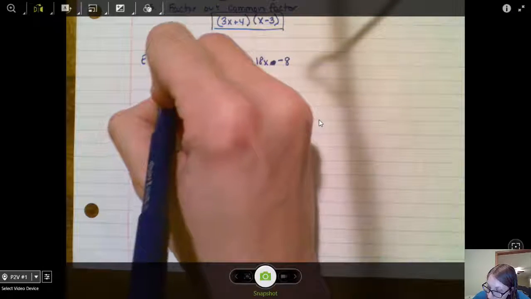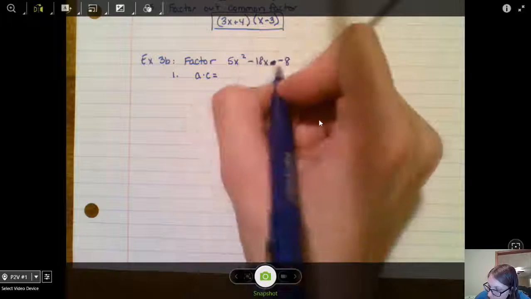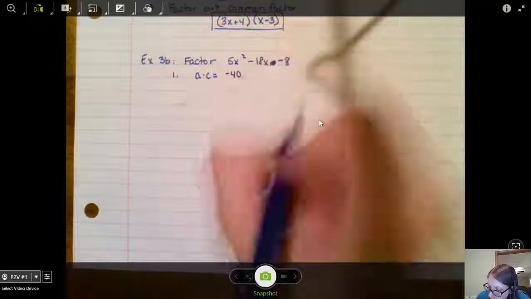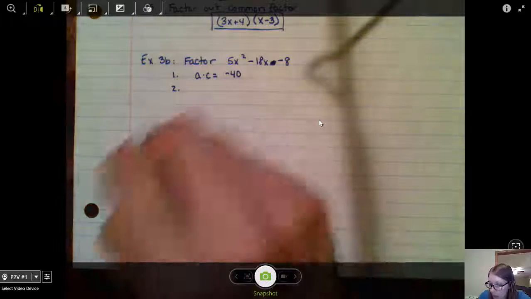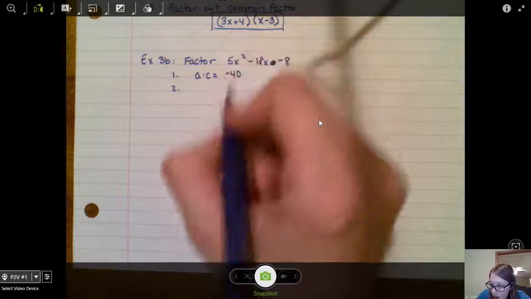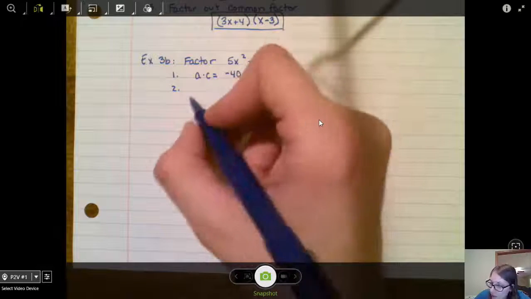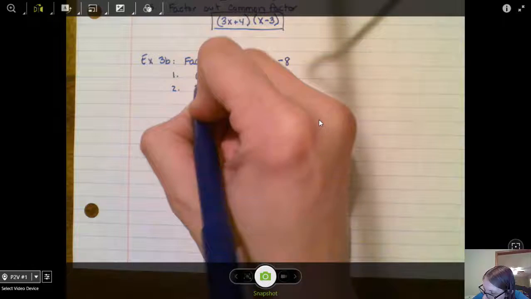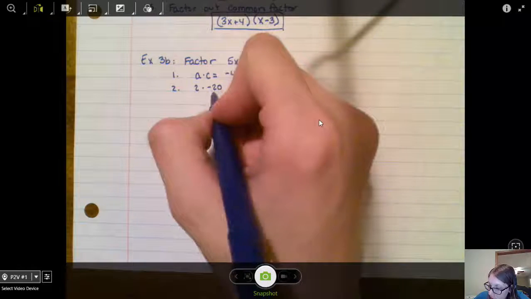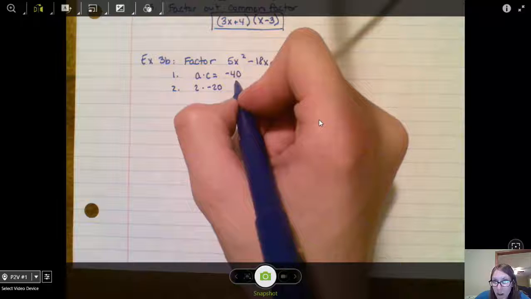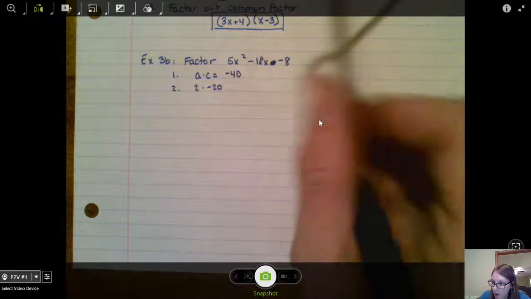Again, our first step is to multiply a times c. If I do that, 5 times negative 8, I get negative 40. Step 2, we list out what numbers multiply to negative 40 and are also going to add up to negative 18. So my options here, 1 and 40 is not going to work, 2 and 20. Oh, that works. 2 times negative 20 multiplies to negative 40. 2 plus negative 20 adds up to negative 18. Okay, that's my pair that I wanted.